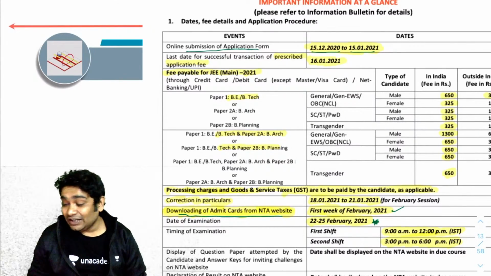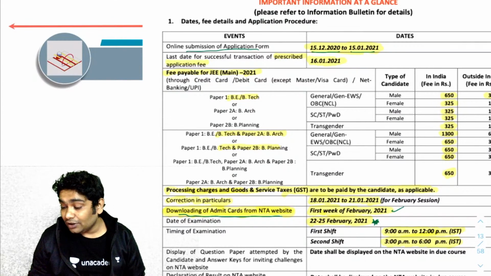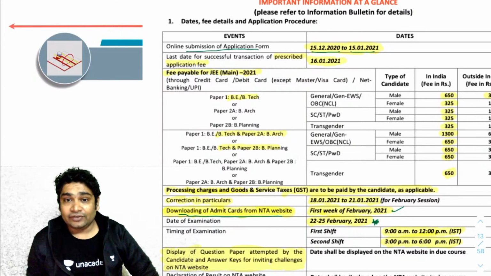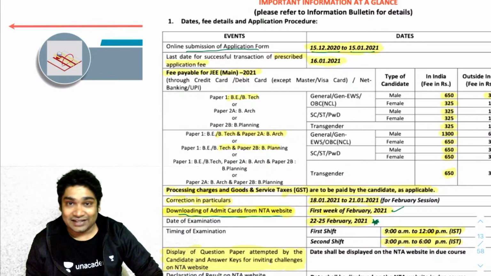Okay. Now the display of question paper attempted by the candidates. Please note that your answer sheets would be displayed also. The answer that you have marked would be displayed for inviting any challenges. The date for that has not been announced. But whenever that happens, keep track of that, because a lot of times the keys are wrong, and after the official keys are released, you can challenge them.